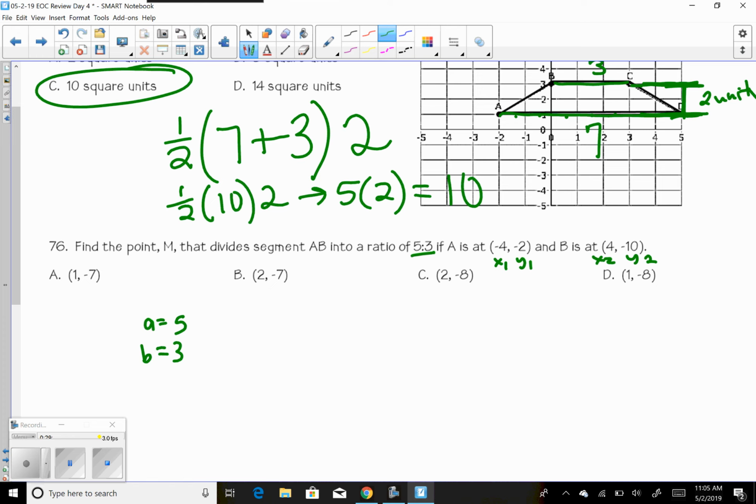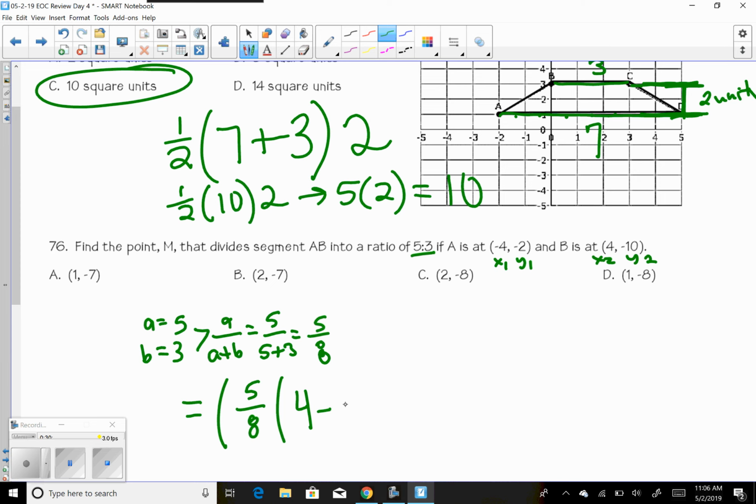All right, so your partitioning formula. So you need A over A plus B. So that's 5 over 5 plus 3, which is 5 over 8. So that is the distance. That's my 5/8. Okay, that's where we're partitioning. So here we go. So let's just do this. So I've got 5/8. X's come first. So x2 minus x1. So 4 minus -4. And then we have plus -4.